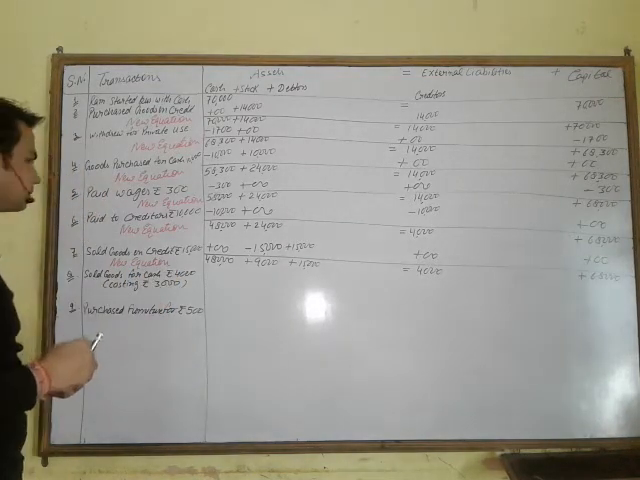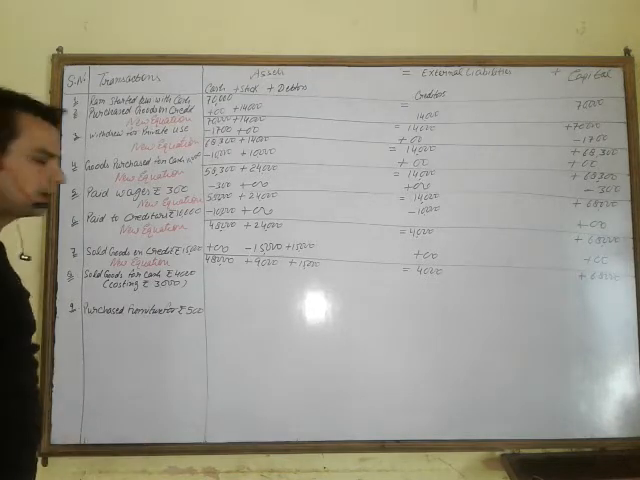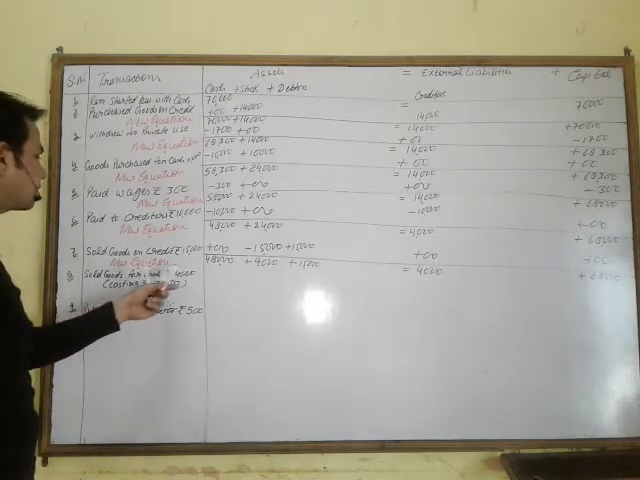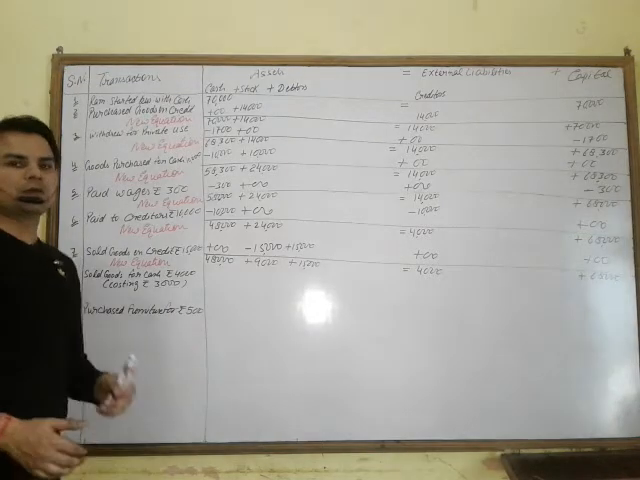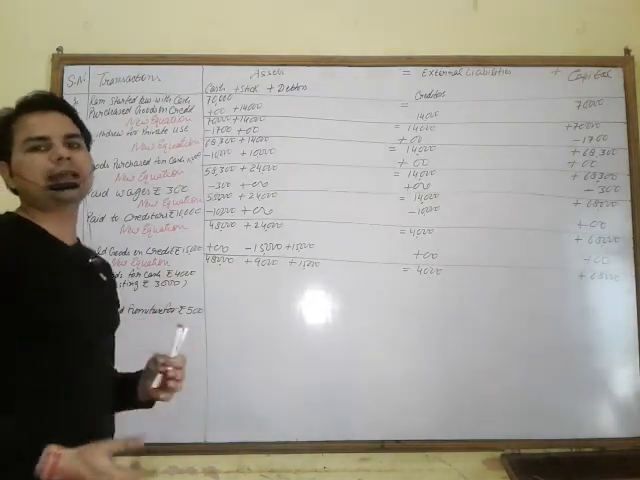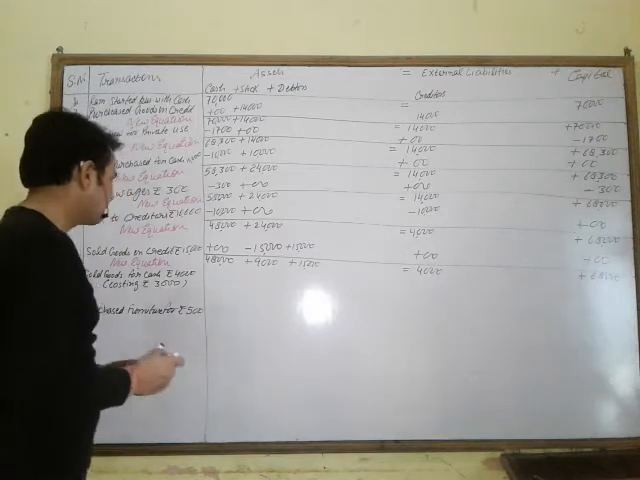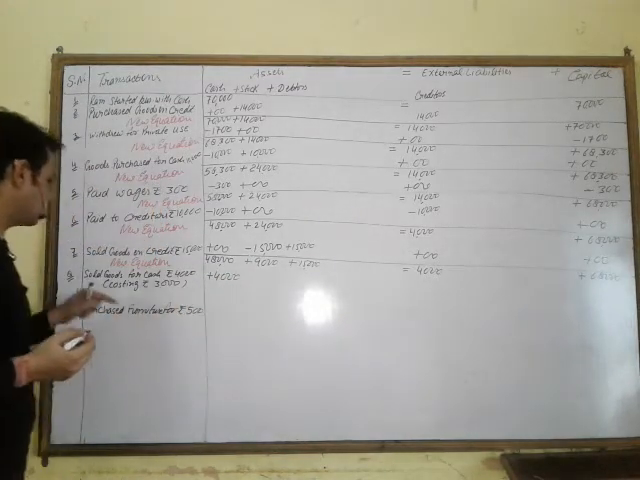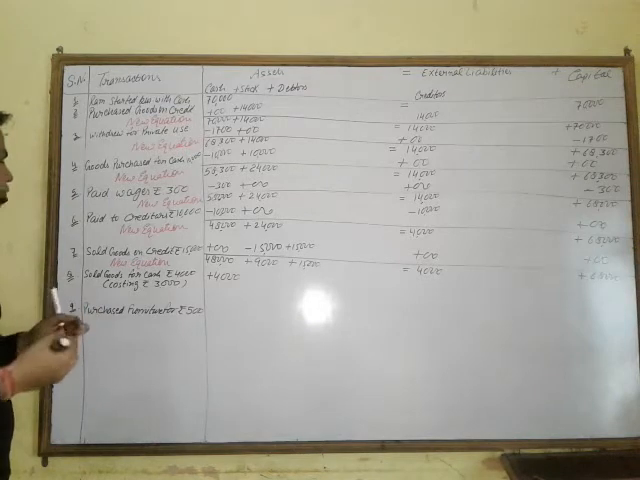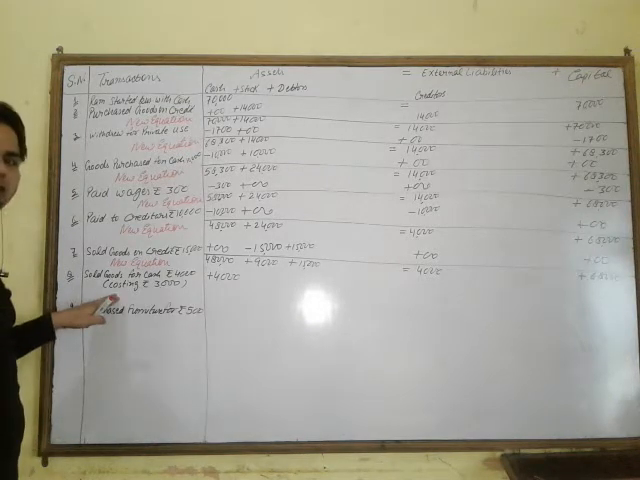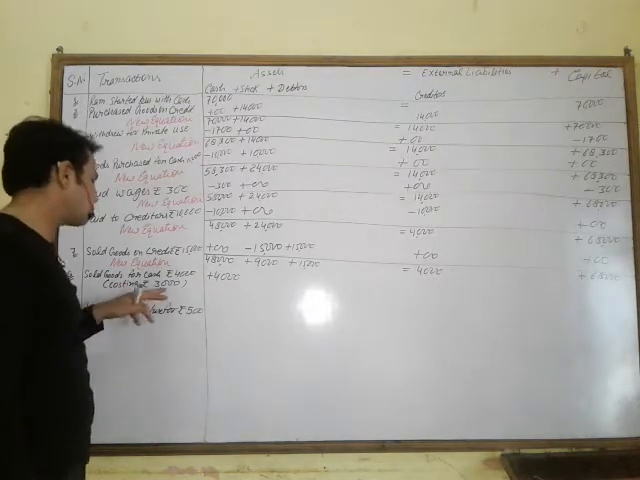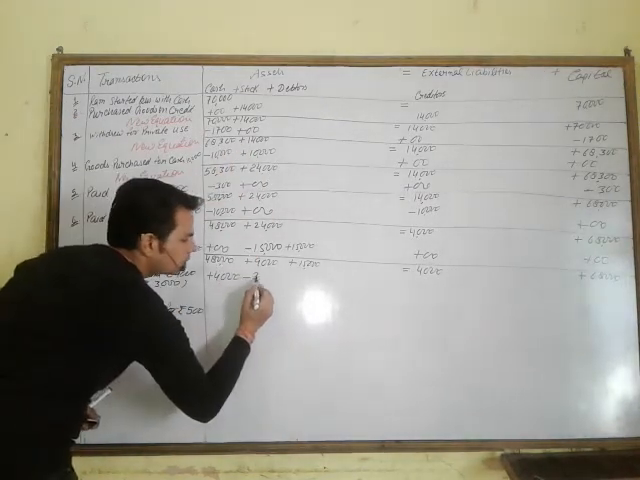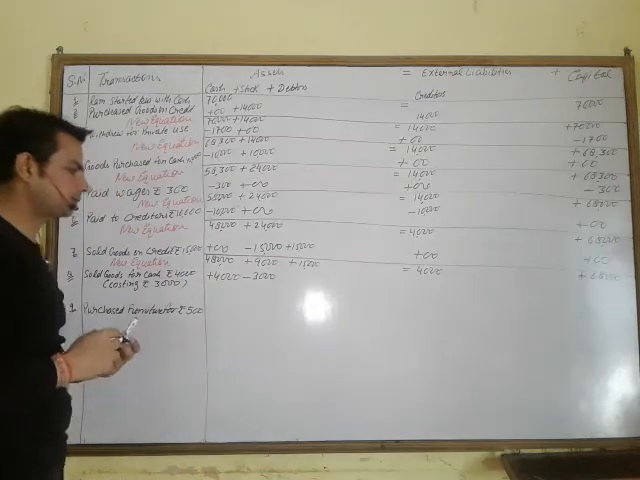New equation. Next transaction is sold goods for cash, rupees 4,000. When we sell the goods for cash, it will increase the cash 4,000. Now, whatever the goods have been sold, the cost of the goods sold is rupees 3,000. Means stock will reduce by 3,000 only.